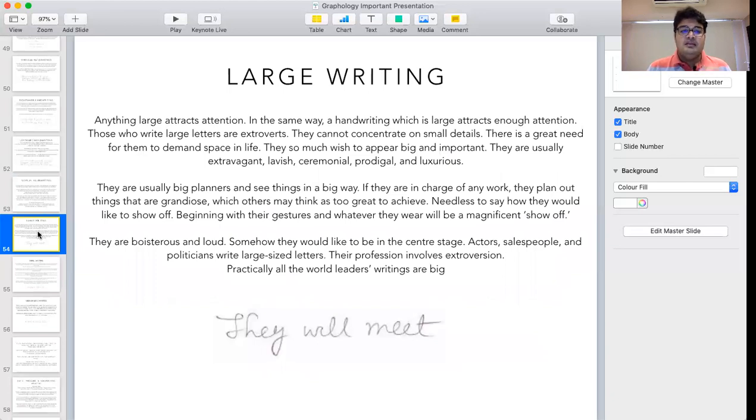Large writing. Now, anything large will attract attention in the same way a handwriting which is large attracts enough attention. So if you have a large writing, you do attract a lot of attention. Those who write large letters are extroverts. They cannot concentrate on small details. There is a great need for them to demand space in life. They so much wish to appear big and important. They are usually extravagant, lavish, ceremonial, prodigal, and luxurious.